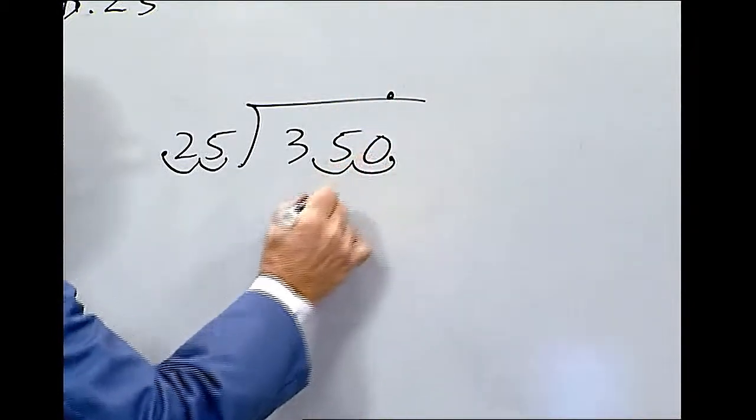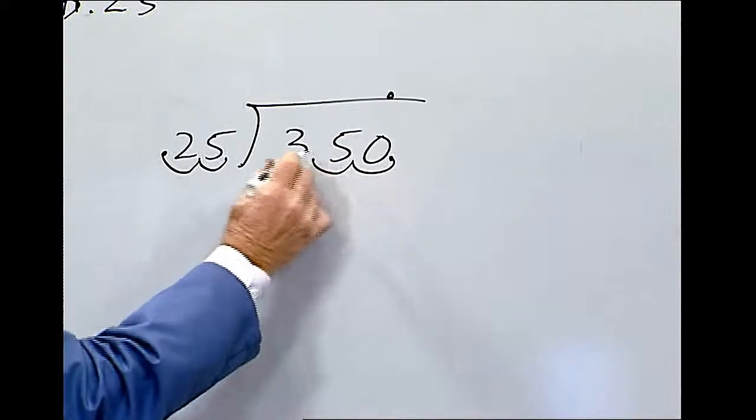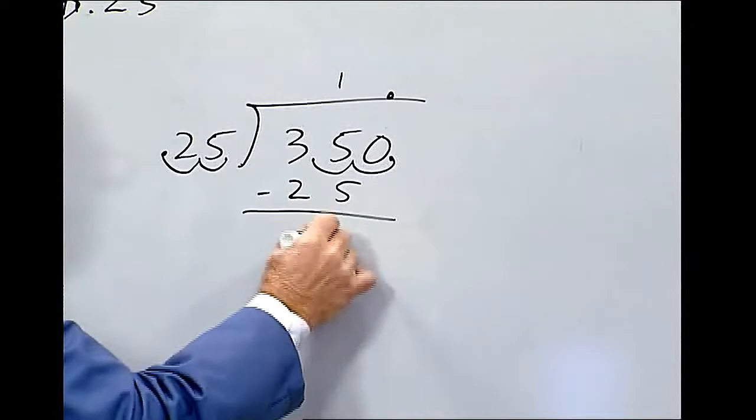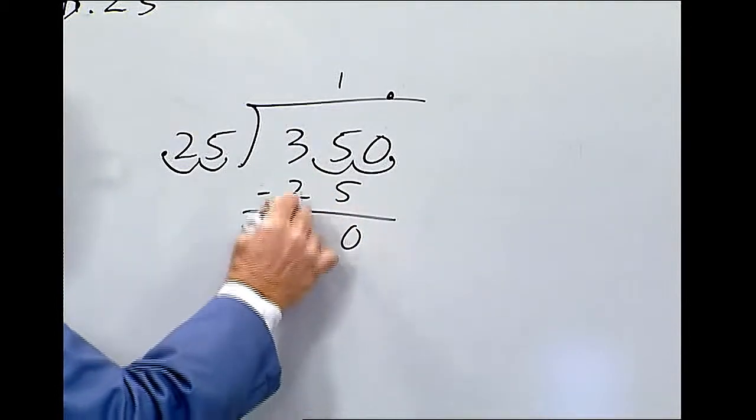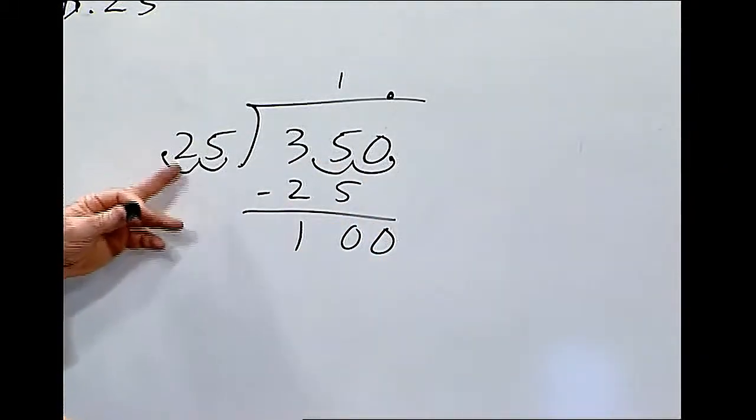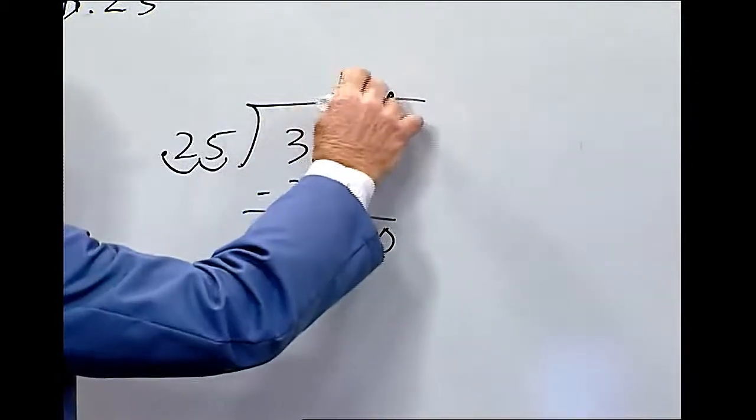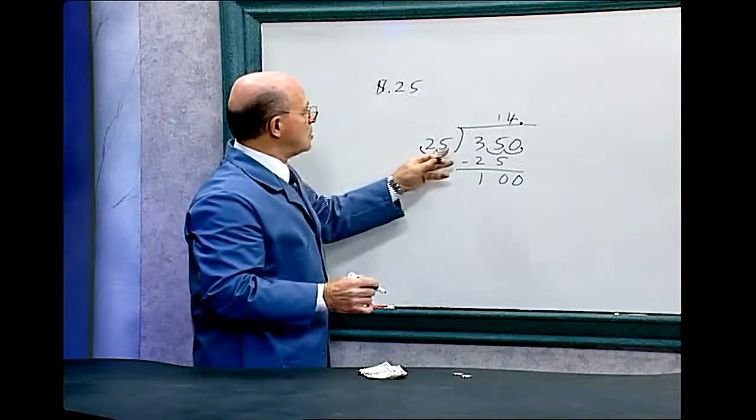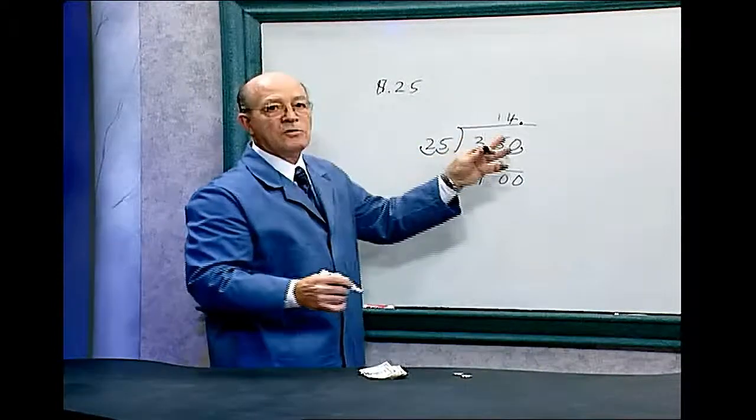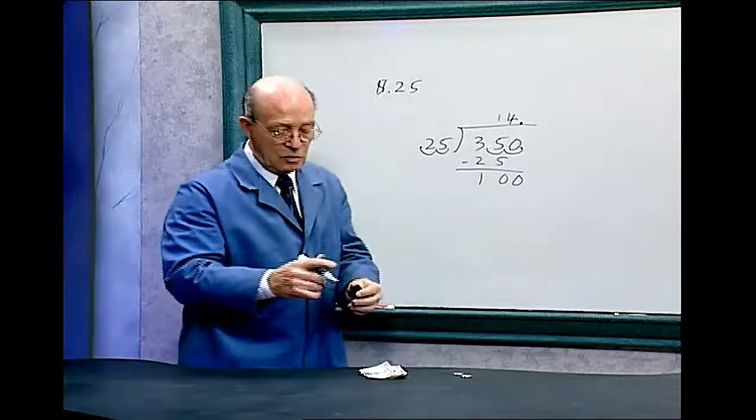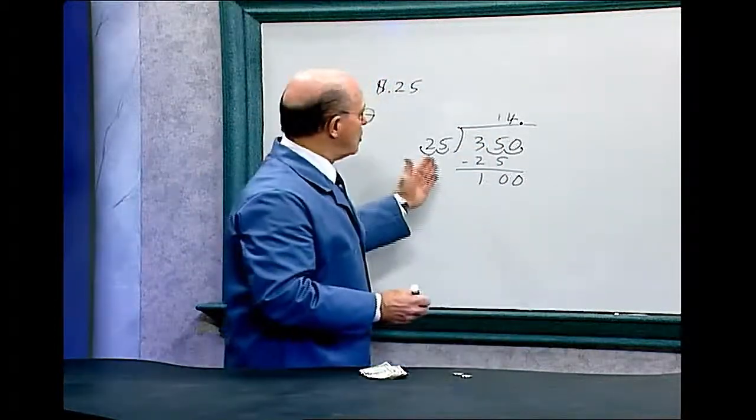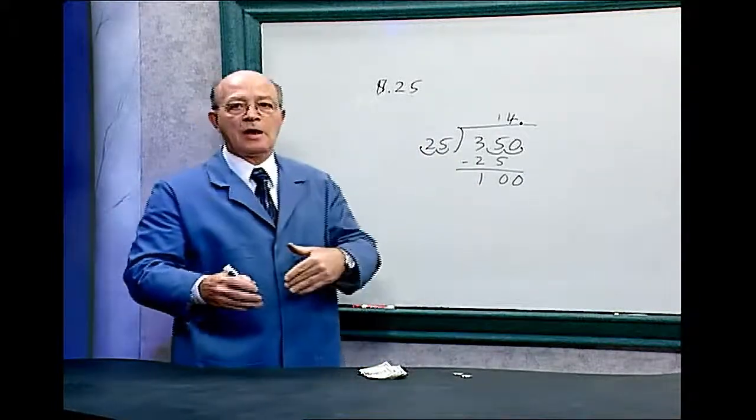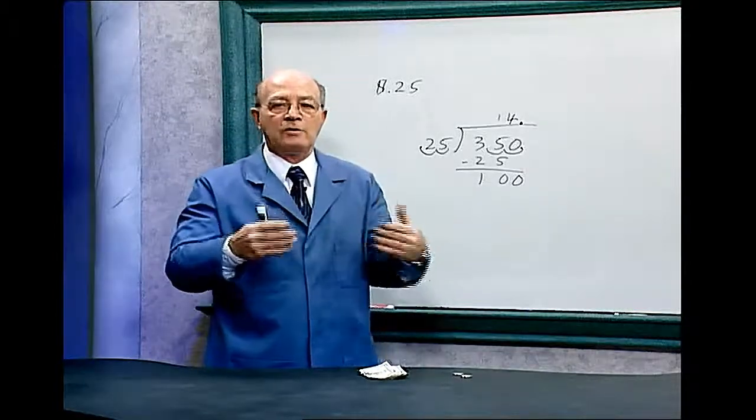Bring it up here. 25 goes into 35 1 time, minus 25, 0, 1, 0. How many times does 25 go into 100? 4. So you can see 25 cents goes into $3.50 14 times. The same as you can figure it in your head. And so if you ever get stuck on doing a math problem, do a simple money problem, and it will remind you how to divide with decimals.